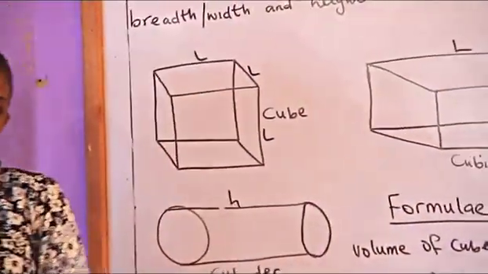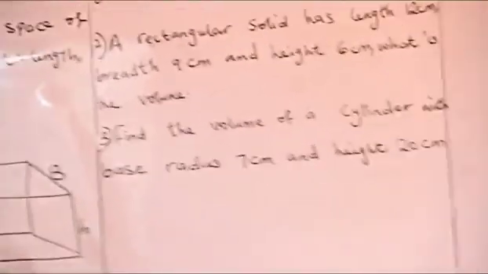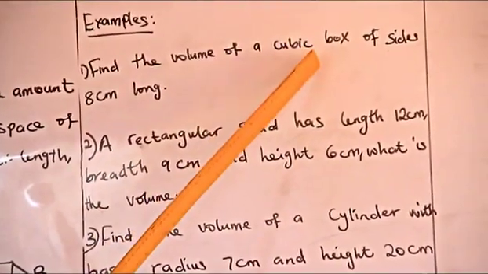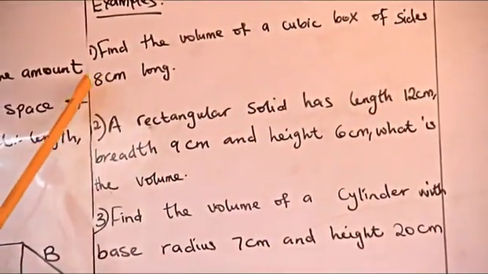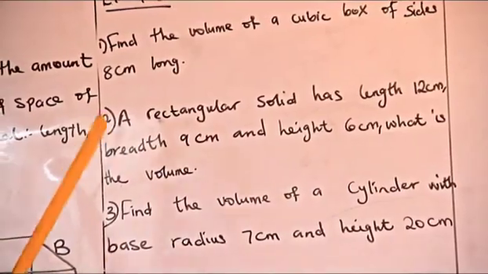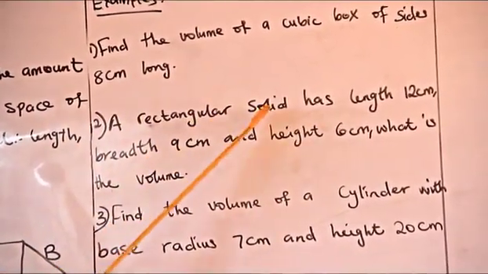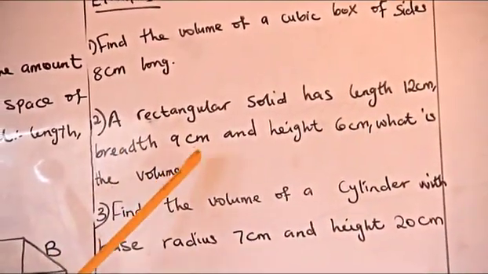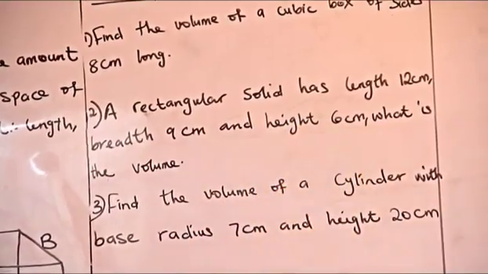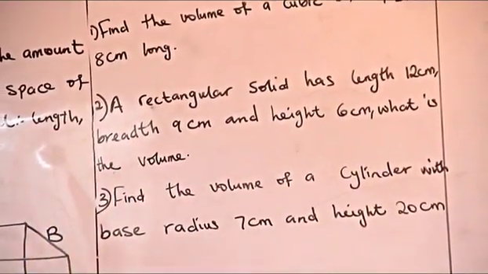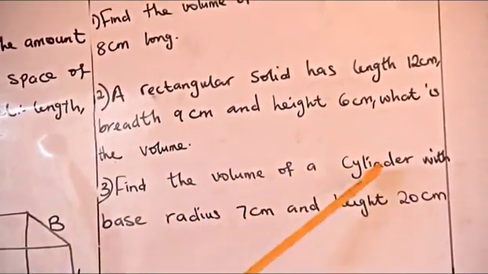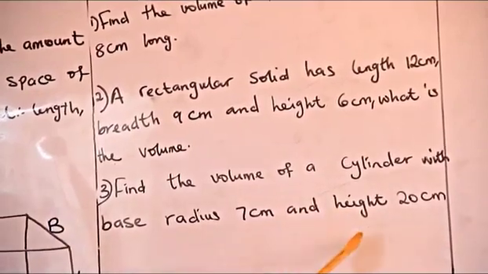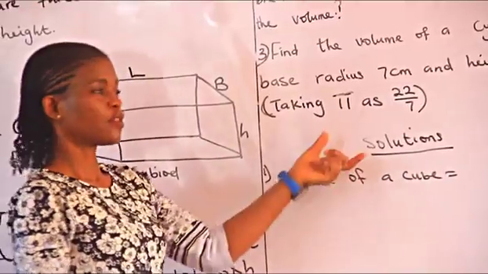Now to the examples. Number 1: Find the volume of a cubic box of side 8 cm long. Number 2: A rectangular solid has length 12 cm, breadth 9 cm, and height 6 cm. What is the volume? Number 3: Find the volume of a cylinder with base radius 7 cm and height 20 cm. The solutions.